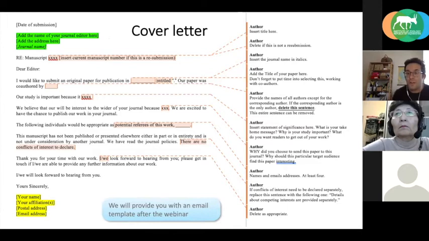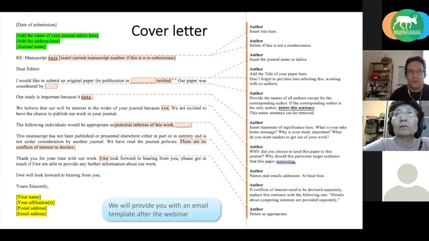I'll give you some email templates at the end of this presentation that you can have a look at for using in your own submissions. We've already looked at one for pre-submission inquiries, for writing those emails to editors when you're thinking about which journal to select. Here's a template that you can have at the end of the webinar. I'll give you Word document templates. You can use this for your cover letter template when you're submitting a paper next to a journal.